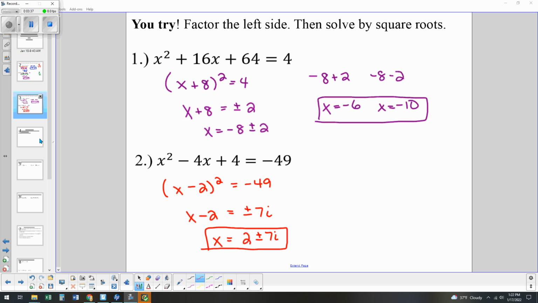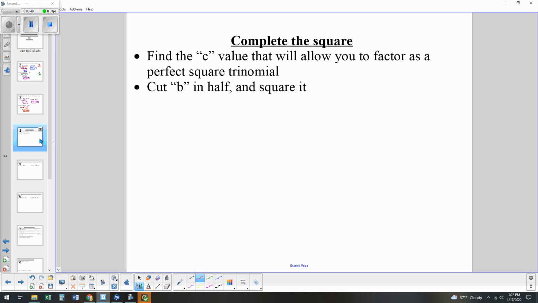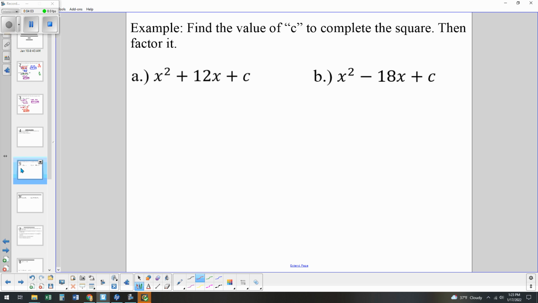This process is actually called completing the square. So we are always looking for what the c value will be that would allow us to complete the square, to factor it so that it turns into something squared. So in order to find that c value, we're going to take the b value and cut it in half and then square it. So we're going to look for the value of c, and then we're going to rewrite it as the factored form. So I'm going to take the b value, I'm going to cut it in half, and then I'm going to square it.